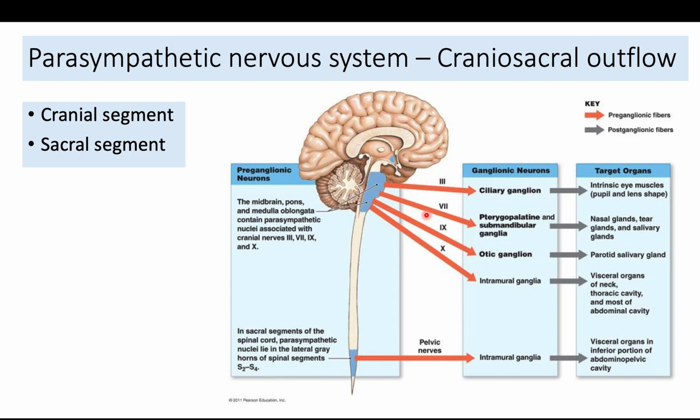Alright. So please bear in mind these Roman numerals. The ganglia for the parasympathetic nervous system include the ciliary ganglion, pterygopalatine, submandibular ganglia, otic ganglia, and intramural ganglia, which means the ganglion is actually located in the organ itself, as well as in the pelvic nerve. Basically, from the sacral portion, it is the intramural ganglia. The ciliary ganglia innervate target organs in the eye region. For the pterygopalatine or submandibular, looking at the name you will know where it innervates: the nasal glands, tear glands, and salivary glands. The otic ganglia serve the parotid salivary glands, and so forth.